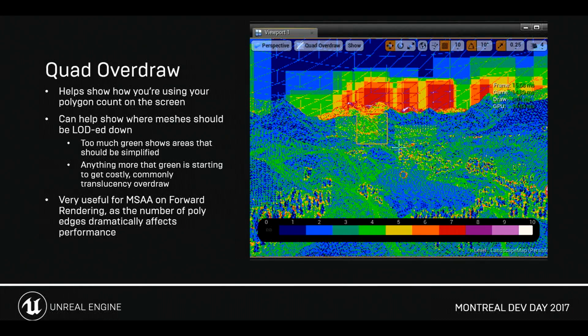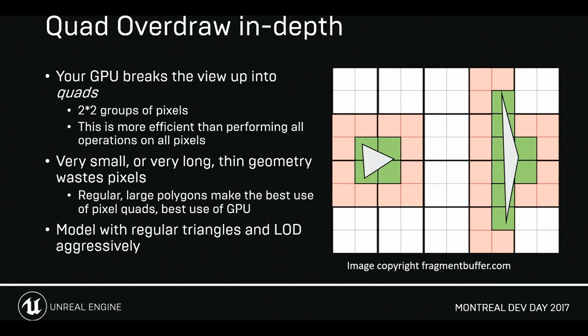It's very important if you're on the forward renderer, mostly because of MSAA and how much anti-aliasing is going to be hammering all of the edges of your polygons, because it's going to draw those pixels at the edges over and over and over. And there's a really direct relationship between how you're using your polygons and how efficiently and how fast you're going to be able to render in forward rendering, so keep that in mind. Even outside of forward rendering, though, it's a nice way for you to quickly visualize whether or not you should probably be LODing down.